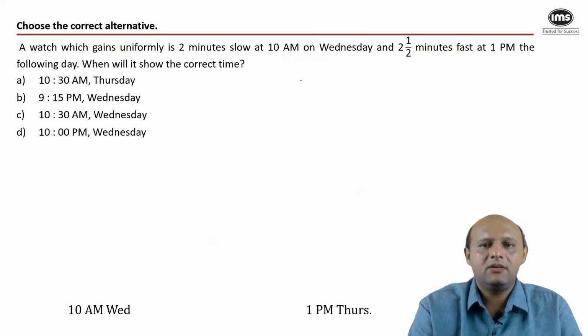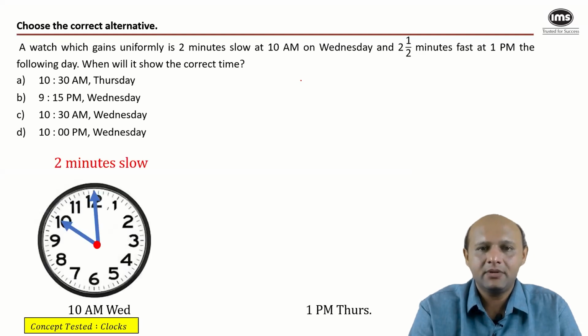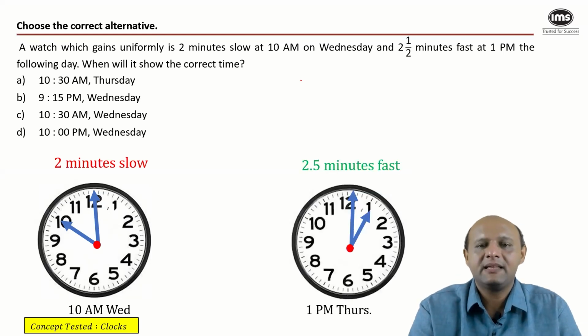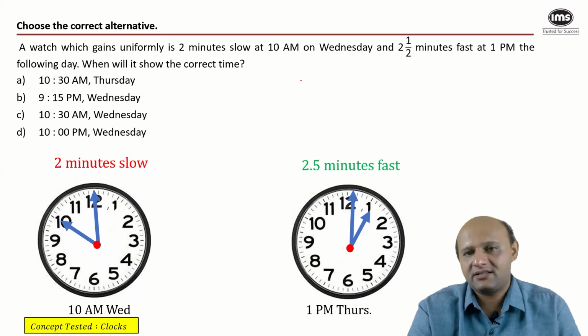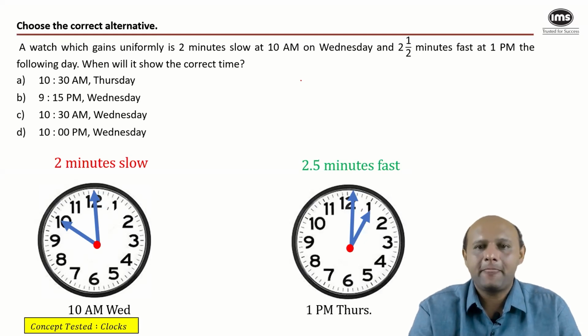Okay. Now, let us understand this question. It says a watch which gains uniformly is 2 minutes slow at 10 a.m. on Wednesday. So it is 2 minutes slow, it shows 9:58. And it is 2.5 minutes fast at 1 p.m. on the following day. This bit of information is important. On the following day. So this is 10 a.m. on a Wednesday, and this is 1 p.m. on a Thursday. So it's the next day.